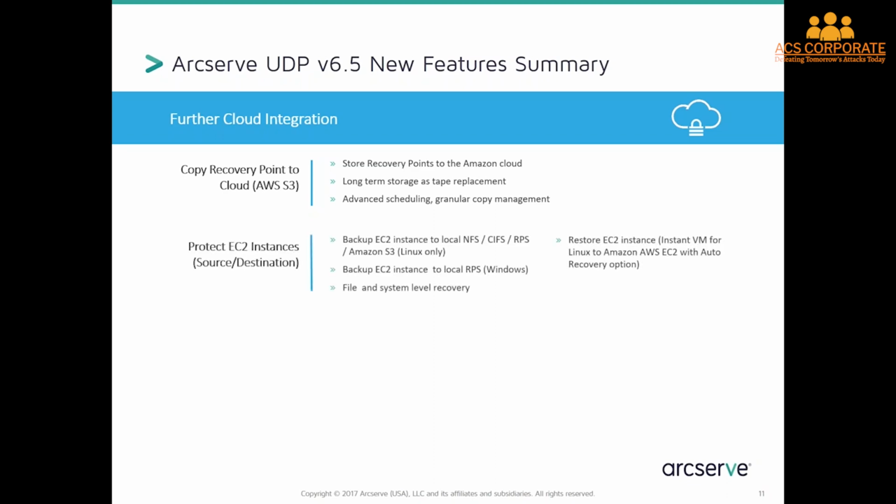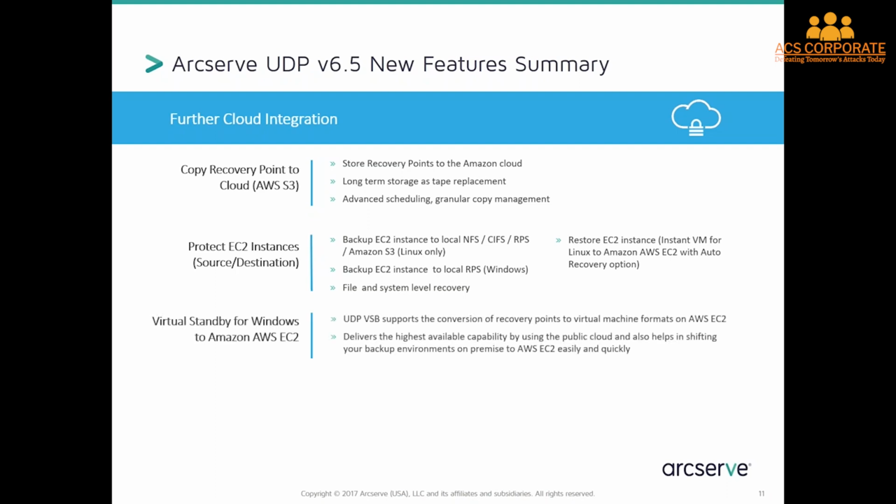In terms of restoration into EC2, we can do that now as well. So we've added some enhancements on protecting EC2 instances. I mean, we could always do that with UDP, but we've added some additional enhancements around that, particularly around the restoration of VMs into Amazon AWS EC2. So for Linux systems, we can perform instant VM restores into AWS. So if you have a backup of a Linux machine, we can then create an EC2 instance and do a restore.